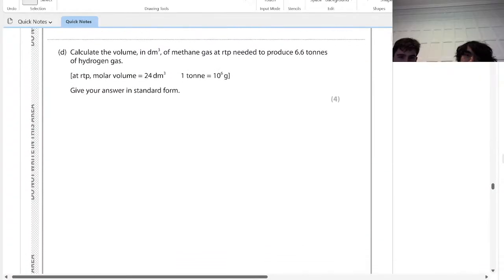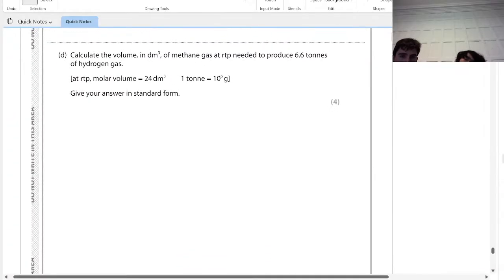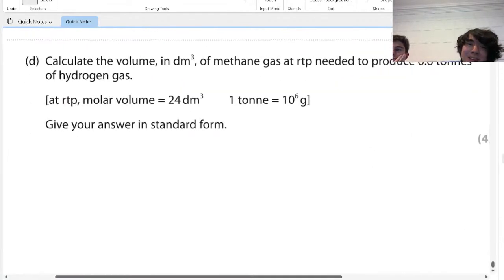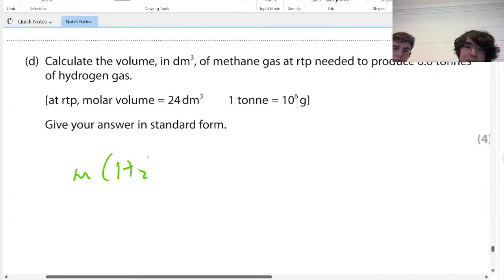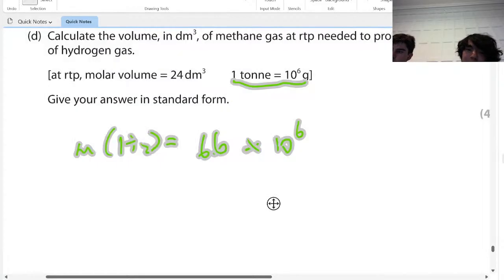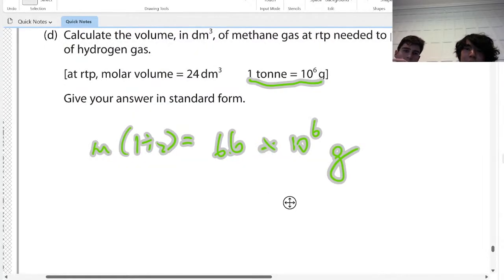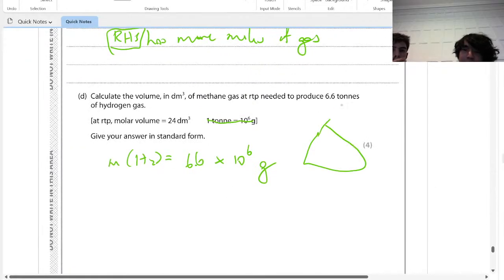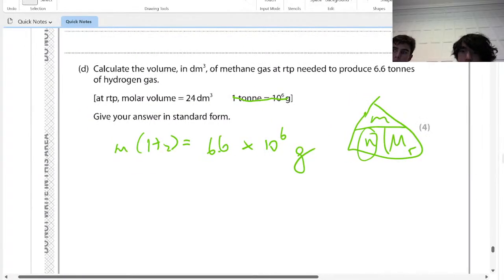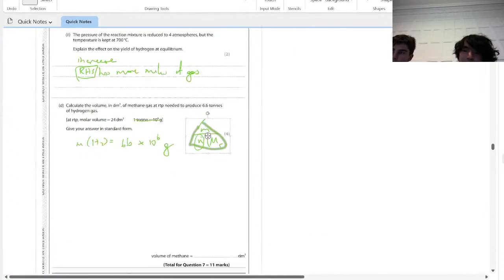Do you really want to calculate the volume to produce 6.6 tons? Oh, this is the last question. We did it. Right, 6.6 tons. So the mass of hydrogen is 6.6 times 10 to the 6, because 1 ton is 10 to the 6 grams. Now, if we get the triangle back, M and Mr, we want to find the moles of hydrogen, which is mass divided by Mr.